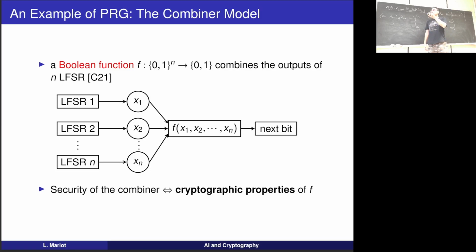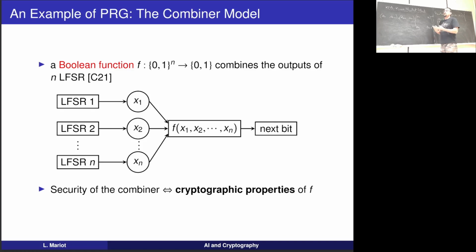And now these n input bits, so x1, x2 until xn, are not given directly to the user for encryption as a key stream, but we combine them using this function f, which is called a combiner function, f computed over x1 up to xn, and the output of this will be the next bit in our pseudorandom keystream. The nice thing about this model is that we can reduce the security of these pseudorandom generators to looking at the cryptographic properties of the Boolean function f. So this function f is mapping n bit streams to a single output bit.